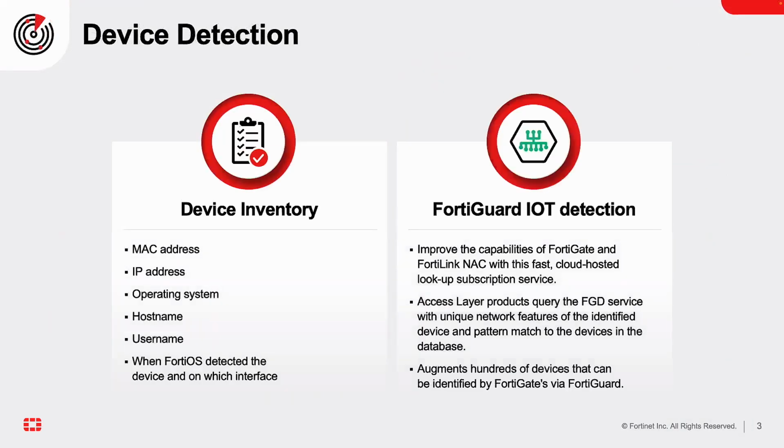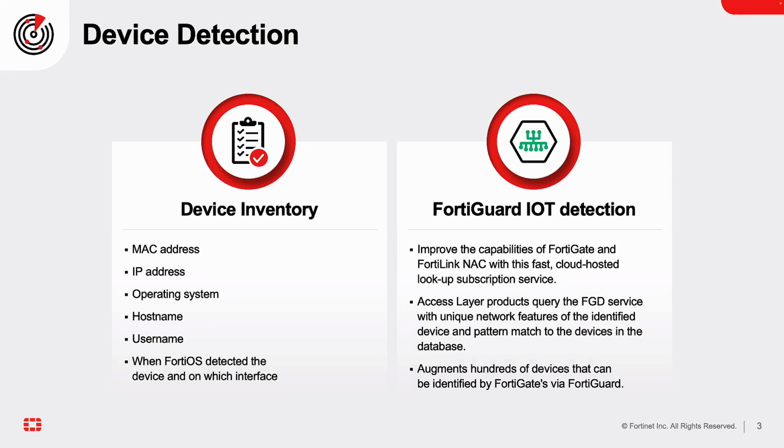In terms of device detection, let's get a little deeper. This functionality can be enabled on a FortiGate running FortiOS, which monitors your network and gathers information about devices and their parameters, like operating system, username, etc. It also automatically discovers and segments these devices based on classifications like MAC address, IP address, and operating system. All this information is stored in our device inventory.